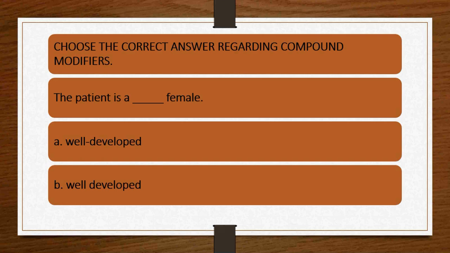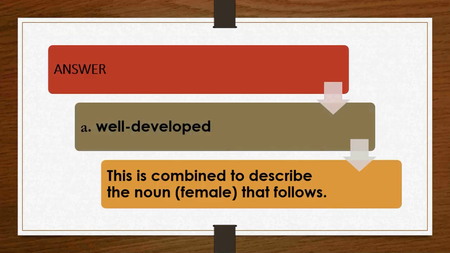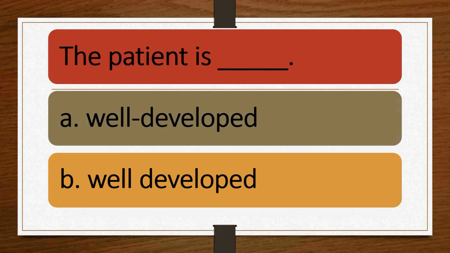Okay. Another source of confusion for students is compound modifiers. So choose the correct one. Well developed with a hyphen or well developed without the hyphen. All right, you guys are on it today. Right, because this is combined to describe the noun that follows. It's not just a well female or just a developed female, but it's a well-developed female. Really good, you guys.